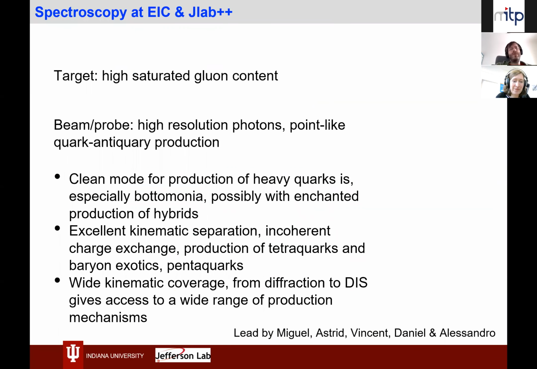So the second topic that I wanted to cover is what could be the spectroscopy program at an electron collider, and we are talking a bit about the JLab++, which will be an upgrade of JLab going to 24 GeV. So the good thing is that here the idea is to produce resonances using either photoproduction or electroproduction. And this is going to be a clean mode of production for these heavy quarks, especially charmonia, and also hopefully to be able to produce hybrids. The kinematic separation becomes very, very good, and we expect a facility of this kind will be able to produce tetraquarks and baryon exotics, pentaquarks, and with a wide kinematic coverage.